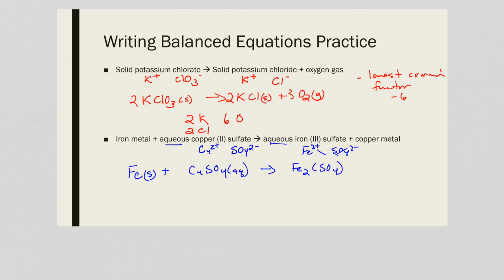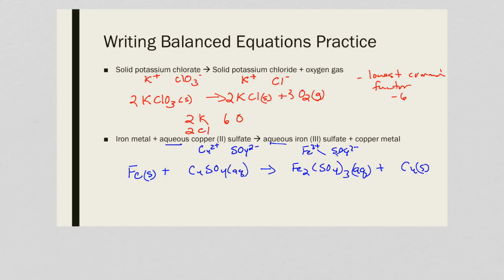And so remember, when we're writing with multiple polyatomic ions, we use parentheses to show that we have 3 of this SO4 group. And again, it's aqueous, plus copper metal. Okay, so now we have our basic equation. So now we just need to balance it.